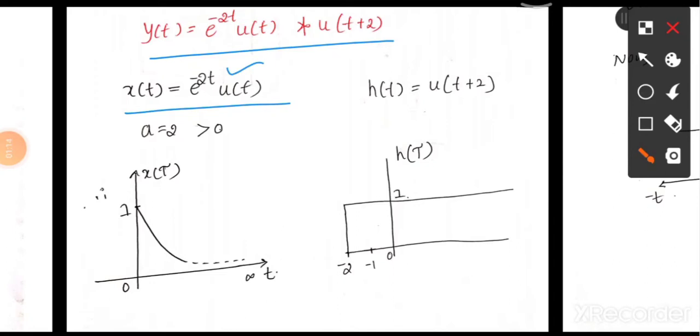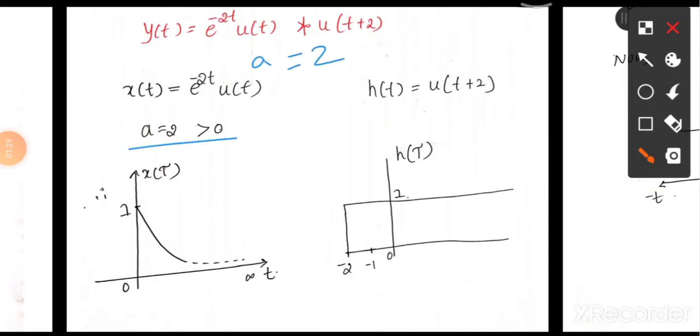minus 2t u of t. Observe, in an earlier problem we solved e raised to minus at, where a was greater than 0. Now they have given e raised to minus 2t, meaning a is equal to 2, which is greater than 0. That signal remains the same as in the earlier numerical which we discussed in the previous class. This is your x of t then.